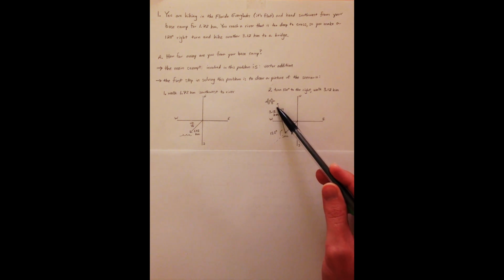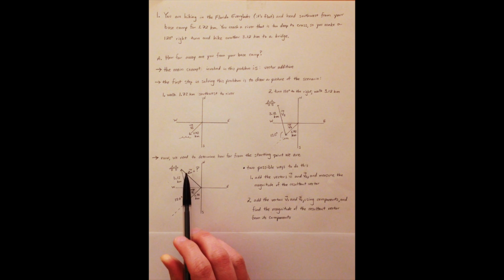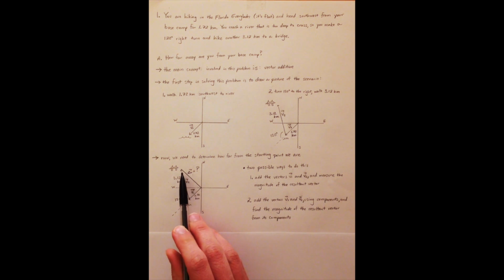After making the 120 degrees right-hand turn, you walk for an additional 3.12 kilometers until you reach this bridge. We now need to determine how far away we are once we reach this point from our base camp. That's equivalent to asking what is the magnitude of a vector that points from the origin to our current location here at the bridge. There are two possible ways to find this information.